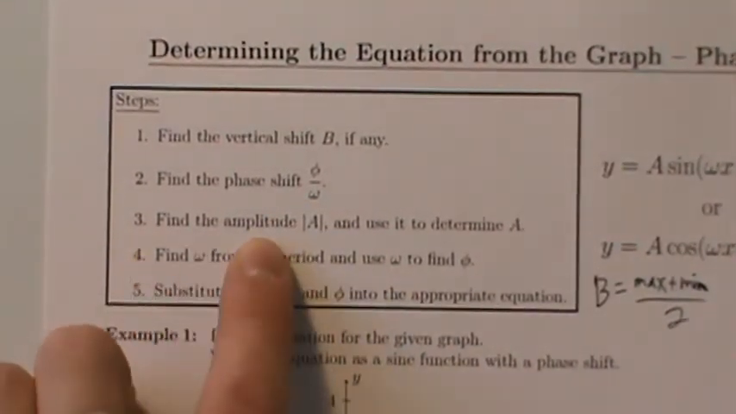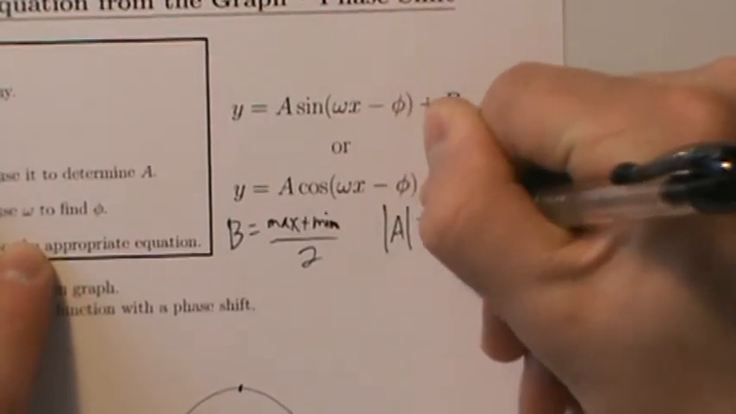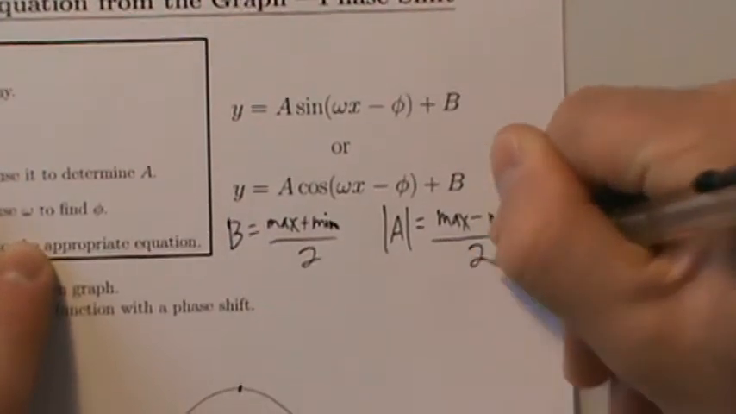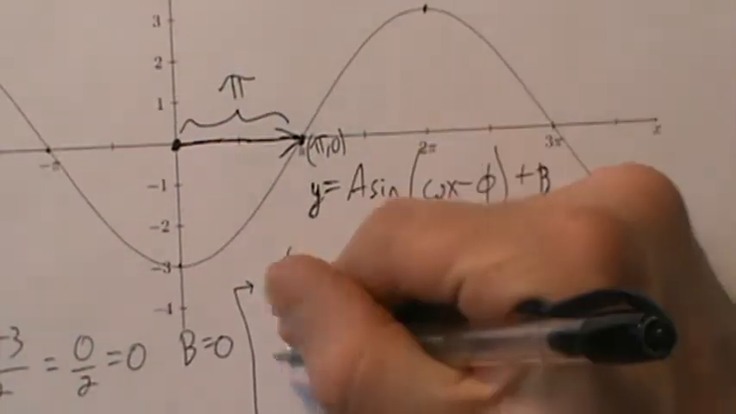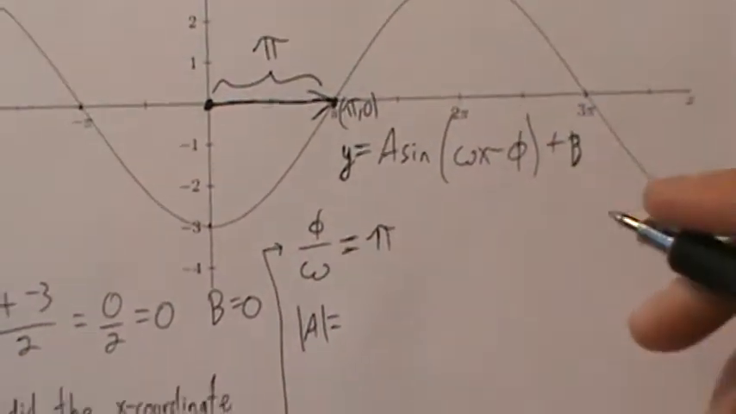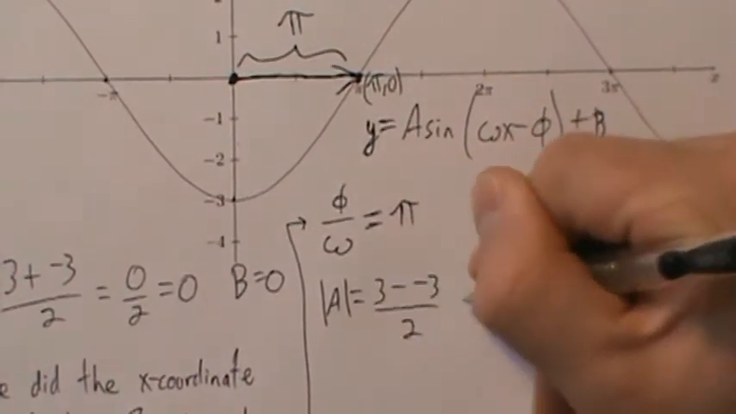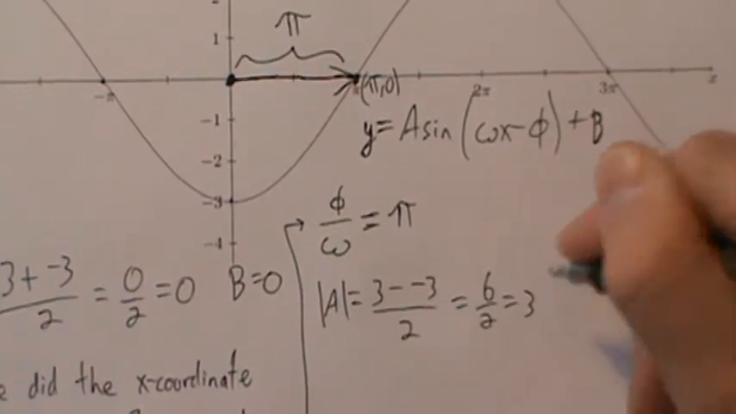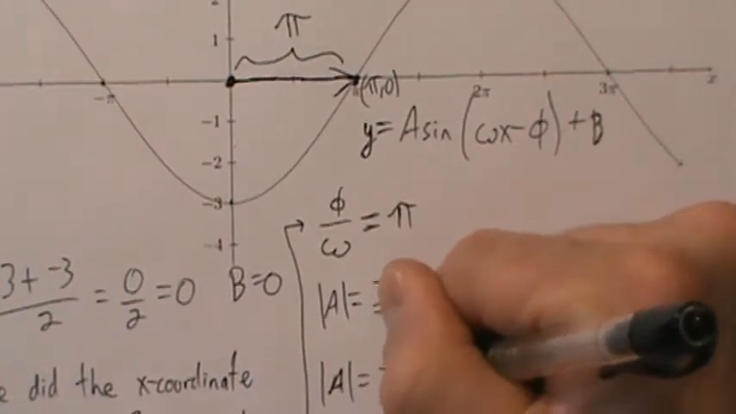Now step 3, find the amplitude, absolute value of A, and use it to determine A. That's kind of the same as without a phase shift. How do we get the absolute value of A? Remember, that's going to be max minus the min divided by 2. So let's do that. The absolute value of A equals the max, which we already know is 3, minus the min, which we know is negative 3, all divided by 2. 3 minus negative 3 is positive 6. 6 over 2 is 3. So the absolute value of A equals 3.